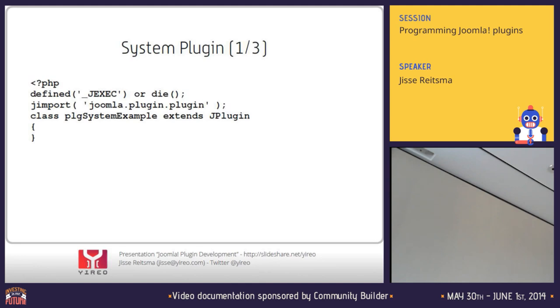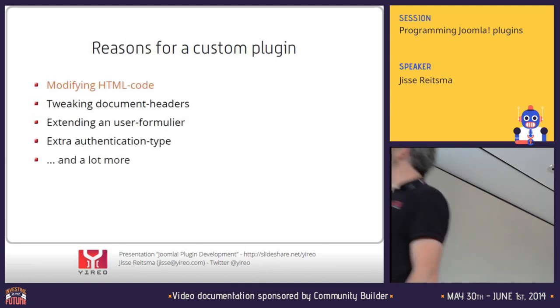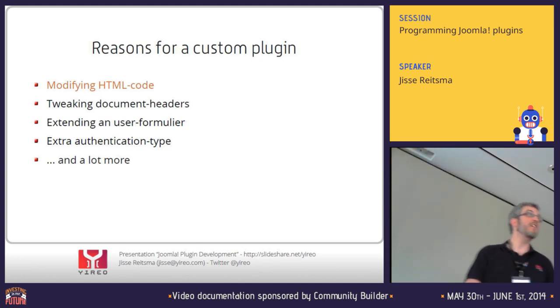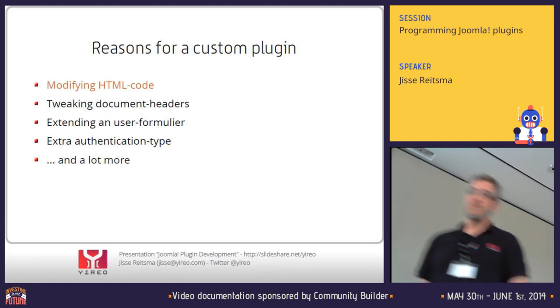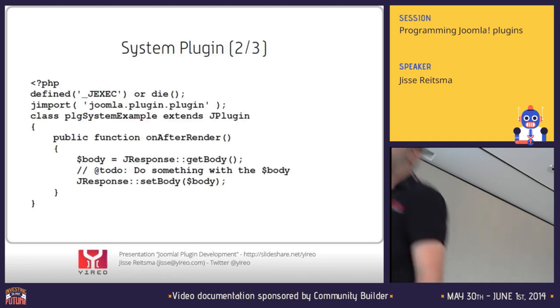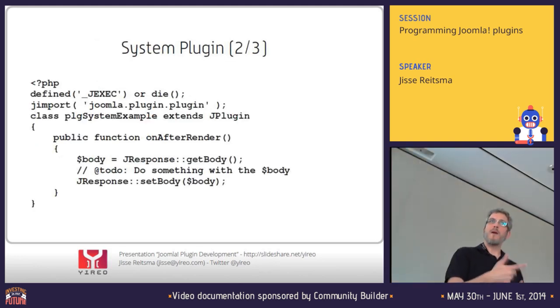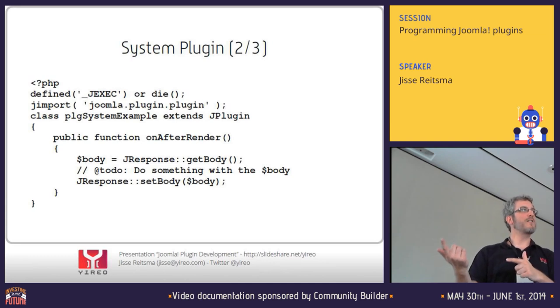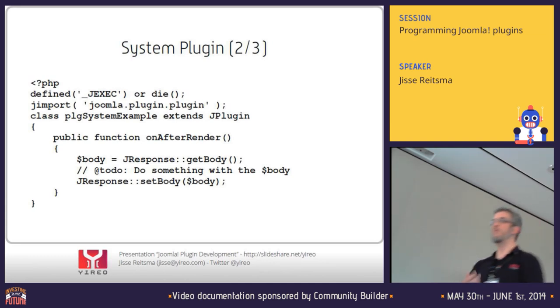We start off with a file. The file should contain a class. And what do we put into the class? Well, by default, nothing. When we start to move to a specific problem, then we can start adding some code to it. So the first problem I'm just discussing is, hey, there's some HTML code. That HTML code has to be changed before Joomla sends the output to the browser.